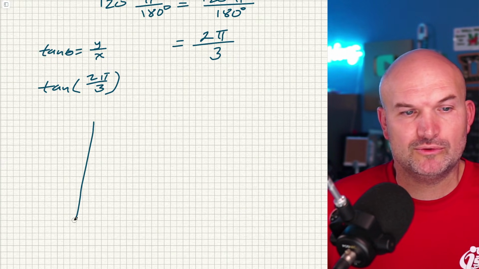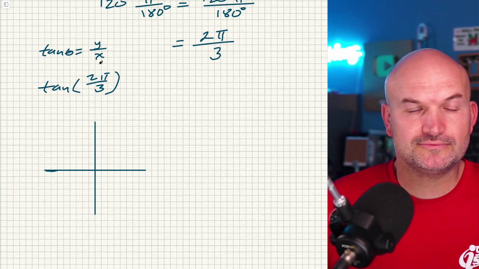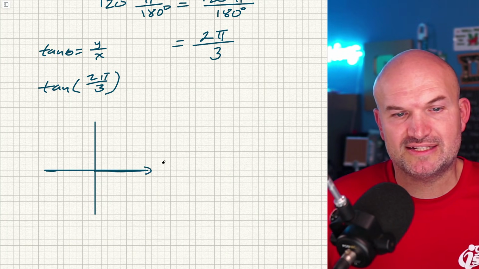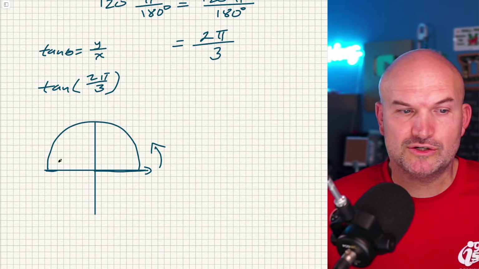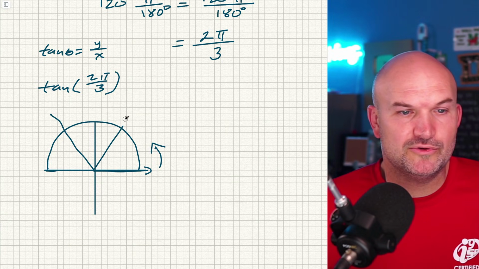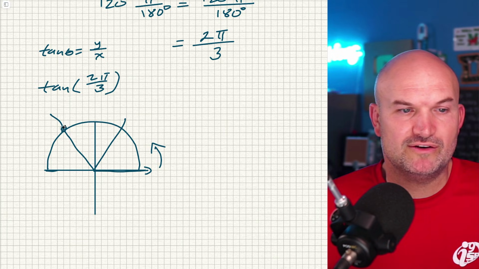So let's do a quick little review of how to graph 2 pi over 3 on the unit circle. Remember, we're always going in standard form. So we're going to start on the positive x-axis and we're going to rotate counterclockwise. We know halfway around the circle, ladies and gentlemen, is going to be pi. So therefore, we could break that up into thirds and say 1/3, 2/3. So we're going to go to this point right over here.